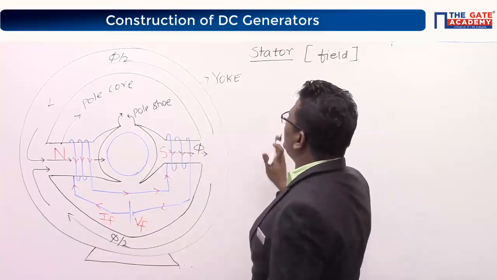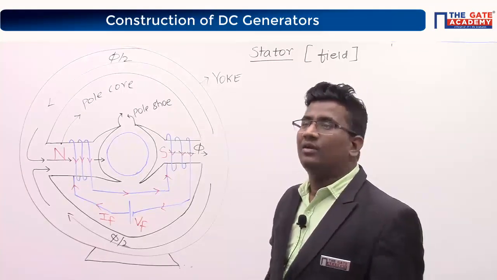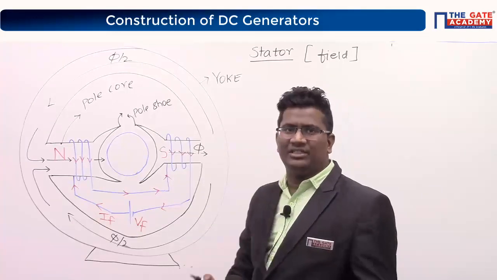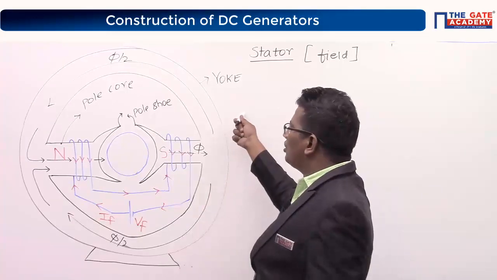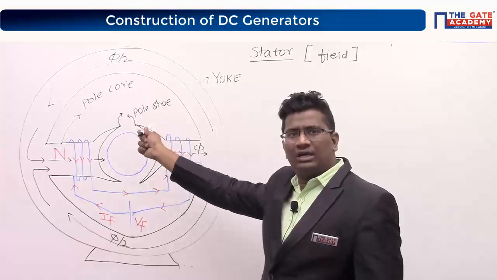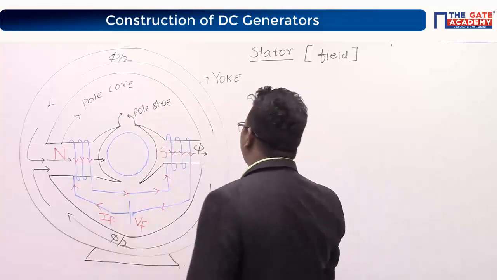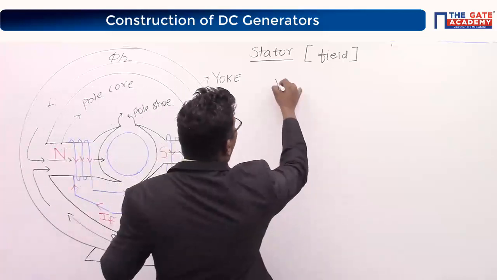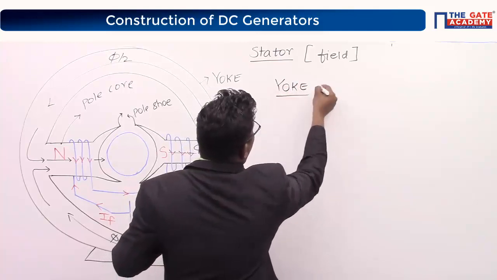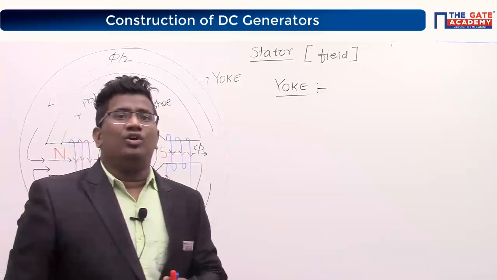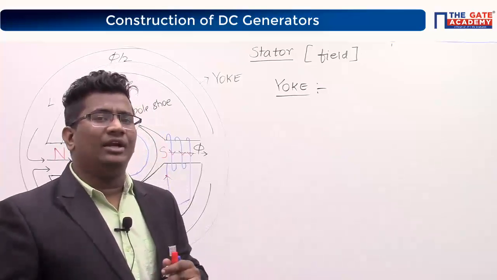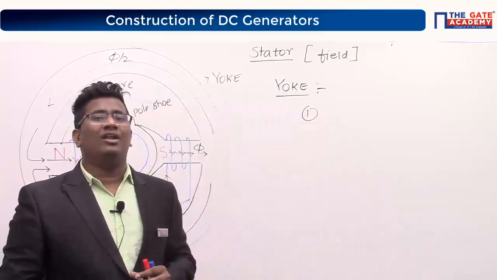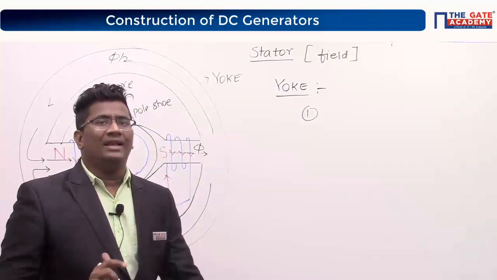Now let me take your stator. What does your stator contain? Stator means it is static, not rotating, right? Yoke, pole core, pole shoe. Correct or not? Of course, field winding is also there. Pole core, pole shoe, yoke and field winding. Let me take the yoke first. Is your yoke, the outer part, a magnetic core material or a non-magnetic core material? Magnetic core material, right?